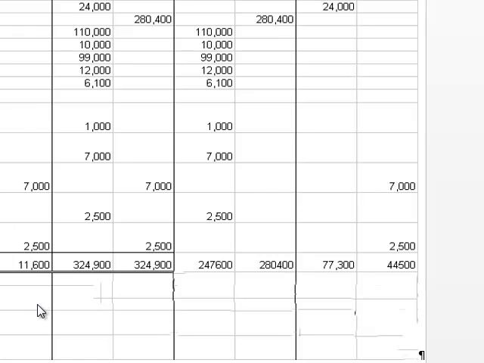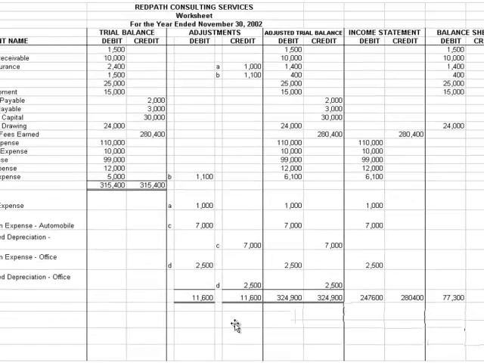But let's look at this worksheet that we have here. Notice the first two columns are your trial balance. These are the balances taken from your general ledger, where you have every account listed with the balance associated with that account. Notice that the accounts are listed in accounting equation order. We have our assets, our liabilities, our capital, our drawing, our revenue, and our expenses.